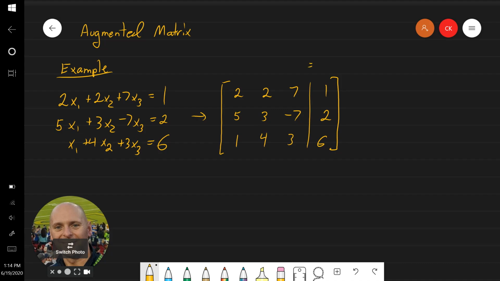That's what that's representing. The right side of the equation then is over here, the first column then being the coefficients on x1, the second column representing the coefficients on x2, and of course the third column representing the coefficients on x3. And there you have an augmented matrix.